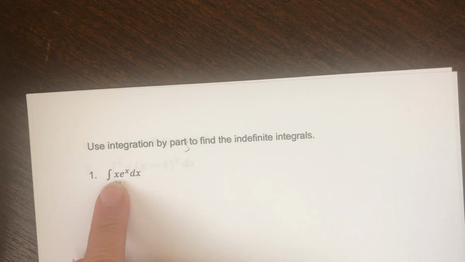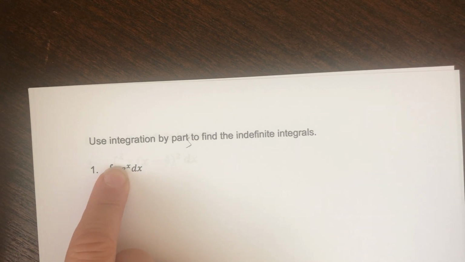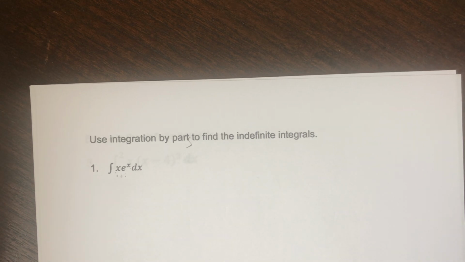This is a product, but it's not a product between the composition of a function and some other kind of function. E to the x is just the same, e to the x. X is x. These are not compositions of functions. And also, this x is not the derivative of the inside, right, of that little x. The derivative of x would be 1. So that's a perfect example for when integration by parts works.